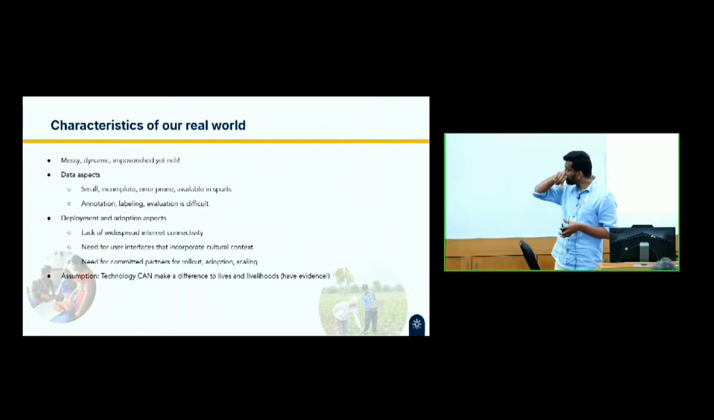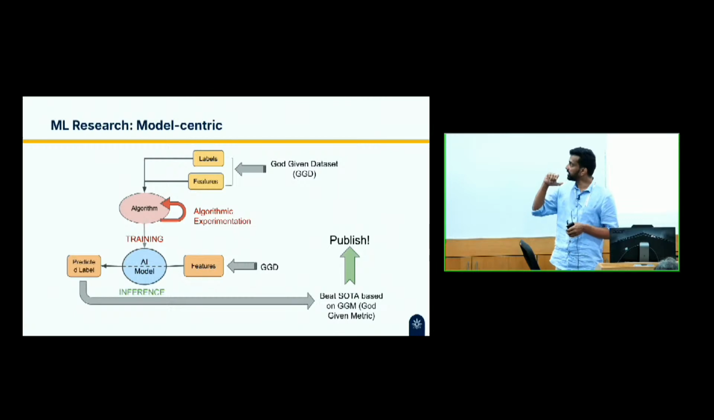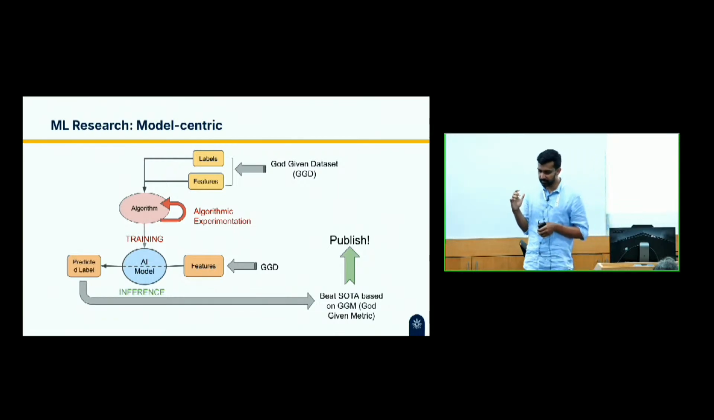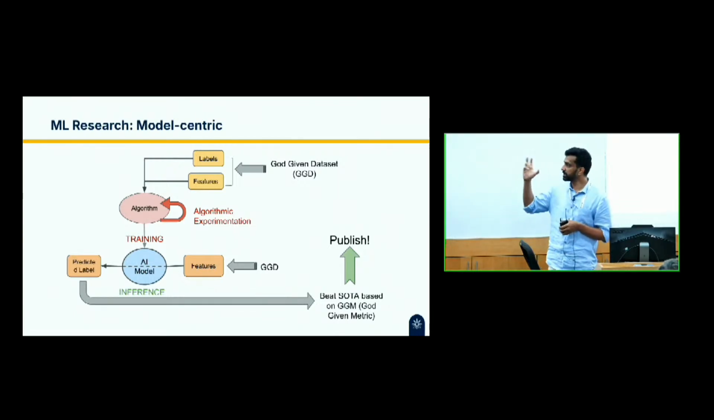So these are some of the characteristics of the real world where we need to operate. I think most of you are from the academic field. In the academic space, ML research typically means you have a data set out there. Somebody released a public data set, wrote a paper, and there is a public benchmark data set.